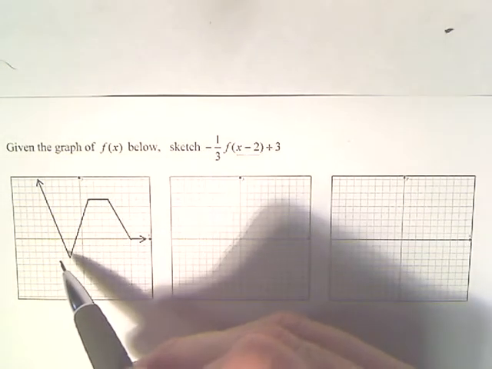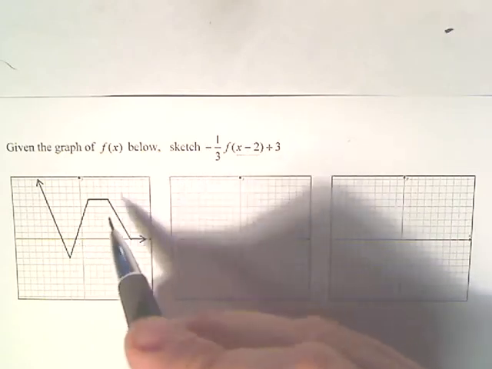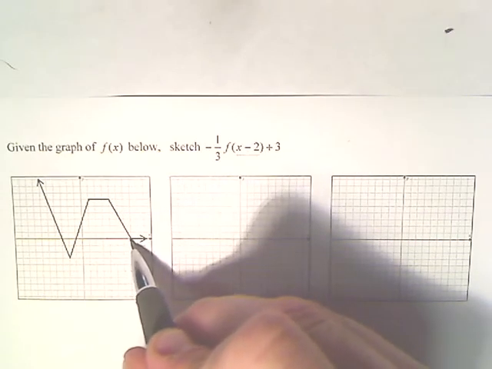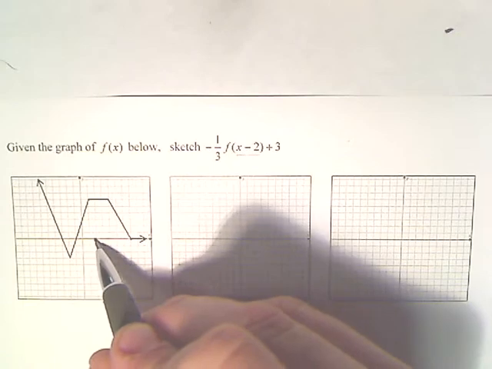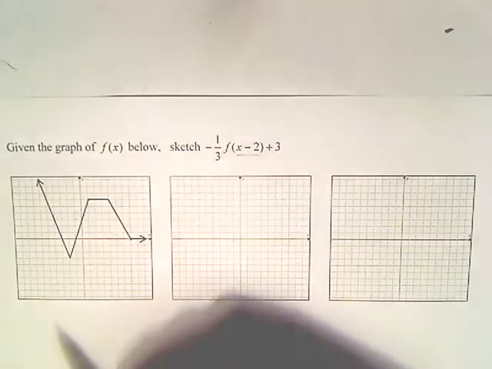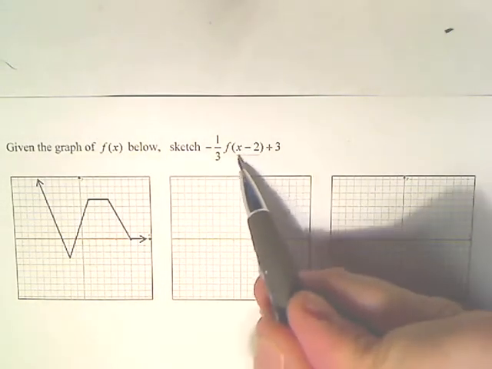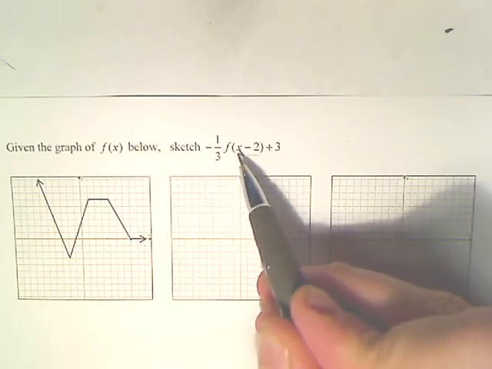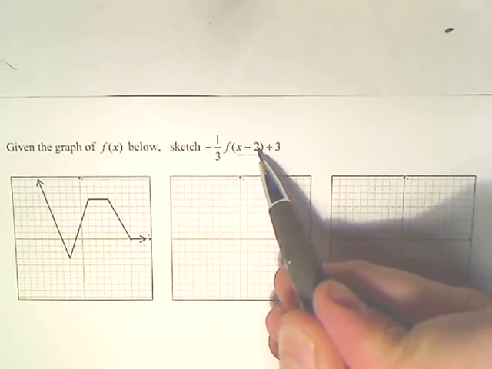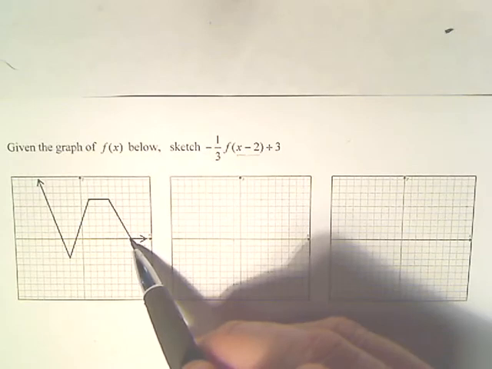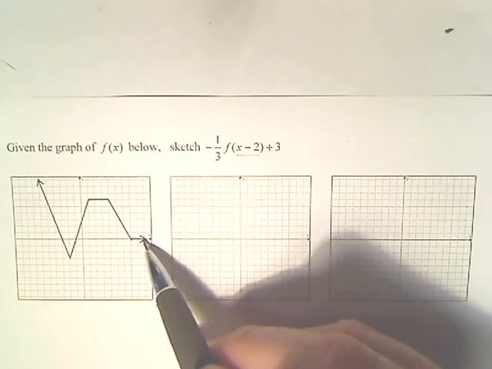I'm going to take each individual coordinate point that is key. For example, if I started with this particular corner piece right here, which is 7, 0. I like to move it left or right first. In this case, the x minus 2 means we're going to move it to the right 2. So that coordinate point moved right 2 would put me here at 9, 0.